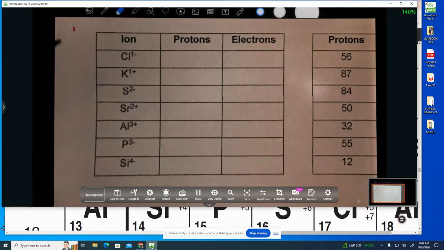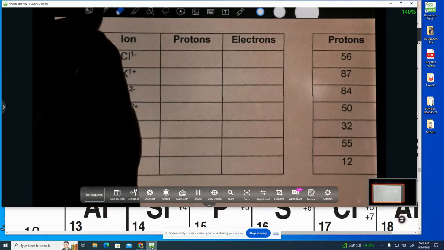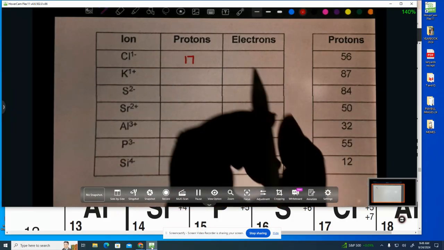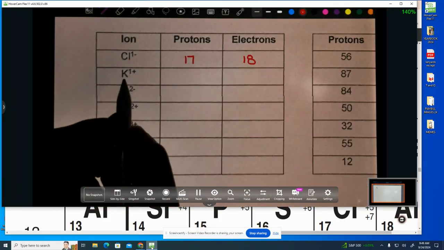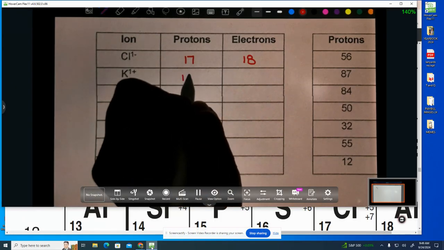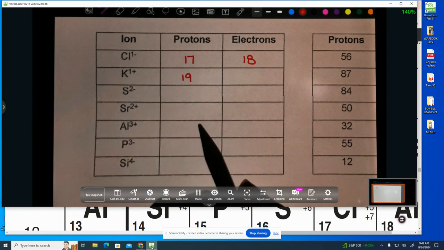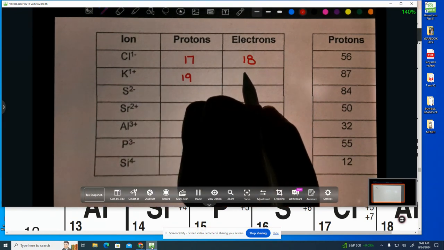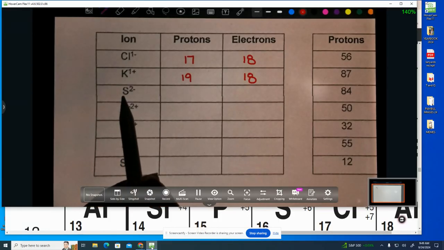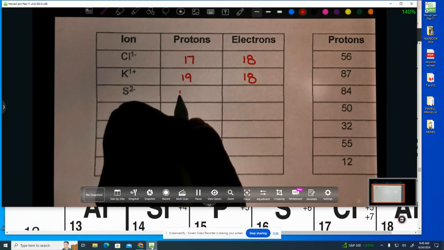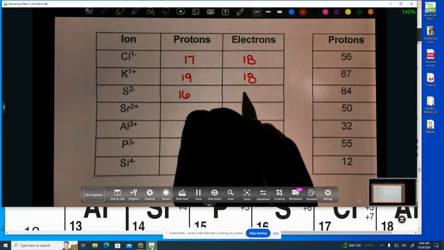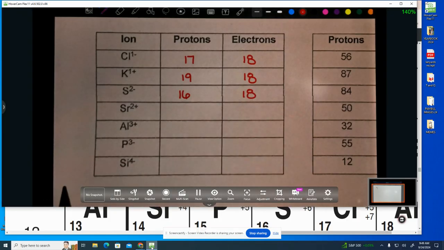All right. Chlorine, how many protons? 17. If it has a -1 charge, how many electrons does it have? 18. Potassium, +1. Potassium is number 19. If it has a +1 charge, it's going to have 18 electrons. Good. Sulfur with a -2. 16 is its number of protons. How many electrons does it have? 18. Wow, 18 again.